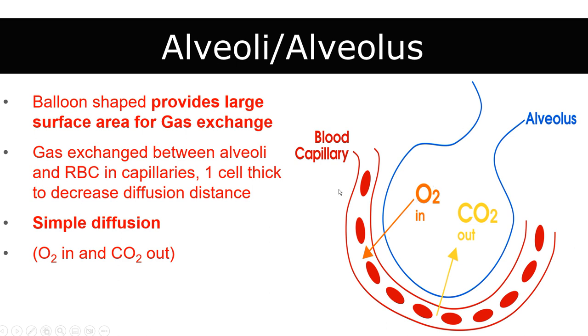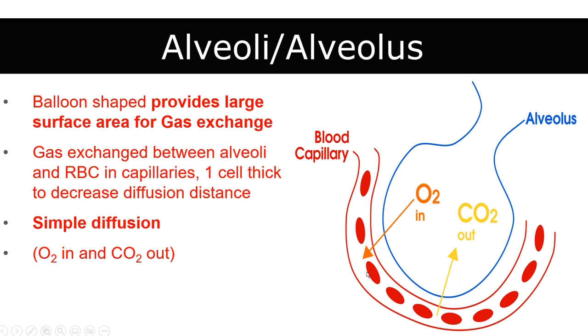So the alveoli are these balloon-shaped structures, and it's all about providing that extra surface area for the gas exchange. So that's why they're balloon shaped like this. The gas exchange is happening between the alveolus and the capillaries that are bringing in those red blood cells, right? Those red blood cells can carry oxygen and carbon dioxide. So the red blood cells are coming through the capillaries. They're going to pick up the oxygen that's coming in through the alveolus, drop off carbon dioxide that was a waste product from the rest of the tissues, and then go back along their way.